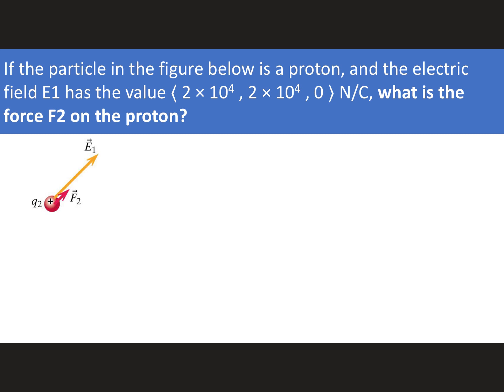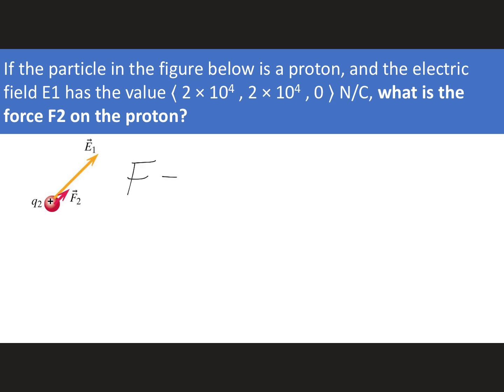The particle in the figure below is a proton, so that Q2 is a proton in the electric field. E1 has this value. It's got two non-zero components, so we're going to have to deal with Pythagorean, magnitude computation, unless we are entering this on a calculator or computer in vector form, and then you can just hit buttons. I think one of my trinket calculators on my website would do the vector math for you, so feel free to use that.